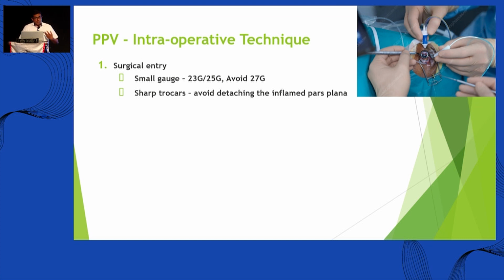We are reusing the trocars, but better to use a very sharp trocar or a new trocar when you are going in, because the inflamed pars plana can detach from the sclera when you are going in. So make sure that you go in directly, and make sure that before you turn the infusion on, you are actually inside the vitreous cavity. So you press on the trocar and make sure that the port tip is visible before you turn the infusion on.